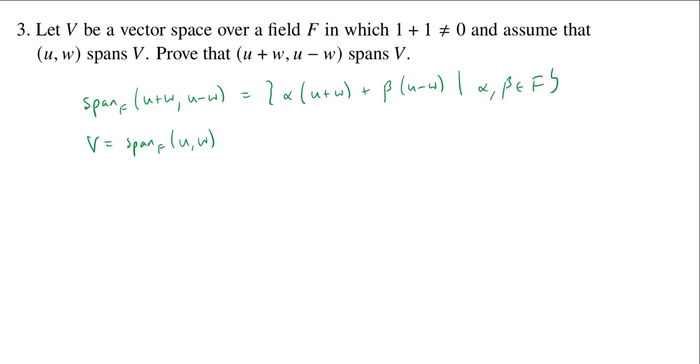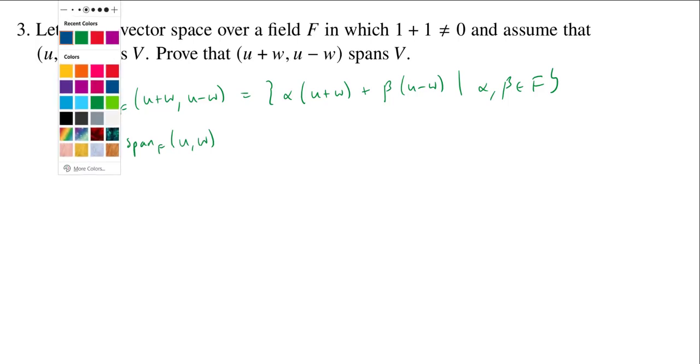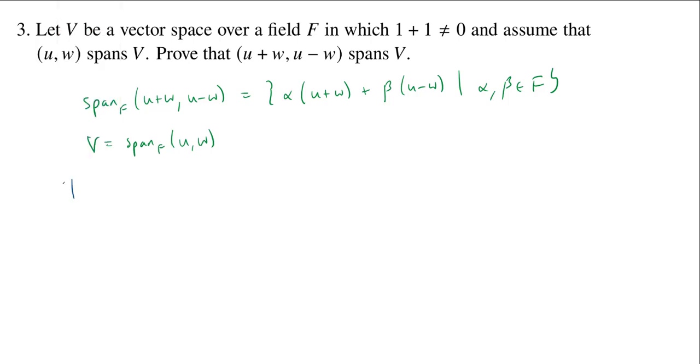Okay, so that must be useful somehow. Well, in principle, if I want to show that this span in the top line is equal to V, I would have to show that every single element of V is expressible as a linear combination of u plus w and u minus w. And that feels like a lot of work. I don't want to do it. So instead, what I'm going to do is utilize a result that we proved on the homework. So let's write this theorem down.